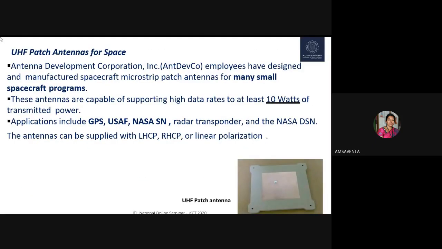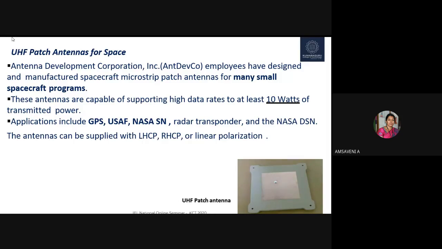So this is on microstrip patch antenna. The UHF patch antenna is used at the UHF band, the ultra high frequency band. This patch antenna is used in many small spacecraft programs, and is able to support high data rates with at least 10 watts of transmitter power.